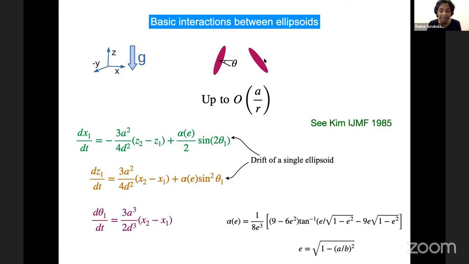Now the other one comes and then you get already quite a complicated thing happening, and the angle can keep changing, and when it changes, interesting things can happen even in a pair of ellipsoids. I'd like to refer the listeners to this paper because it is one of the early papers in the International Journal of Multiphase Flow by S. Kim, and it's a very famous paper. In case you haven't read it, it's worth reading.